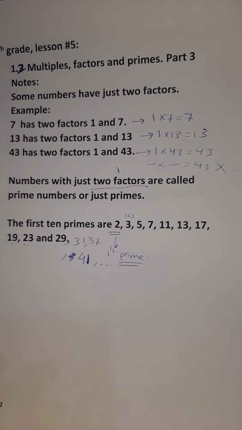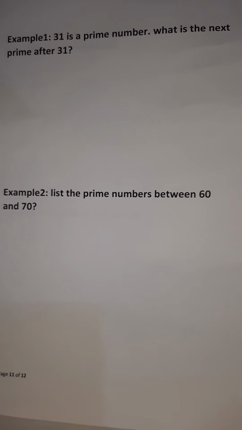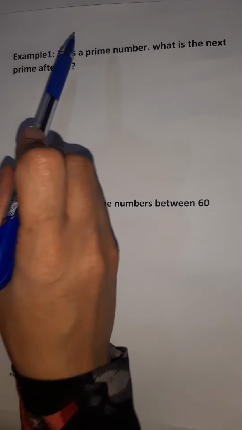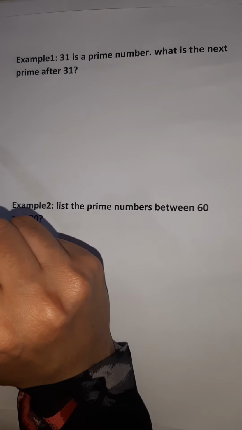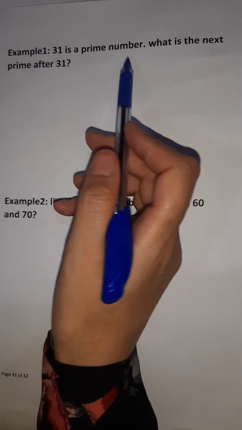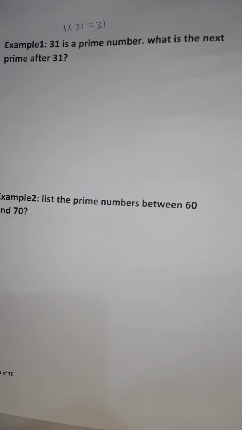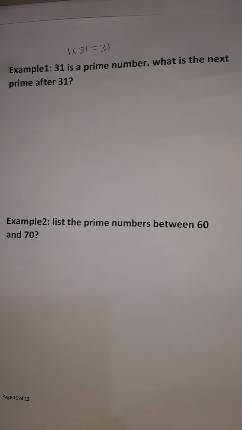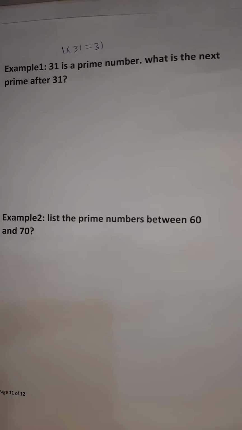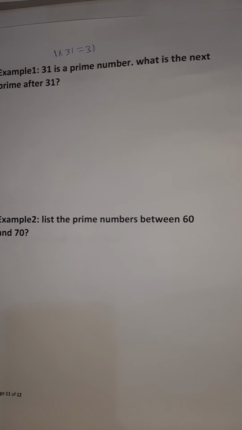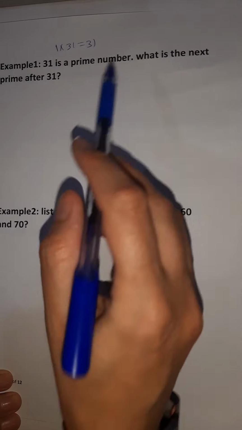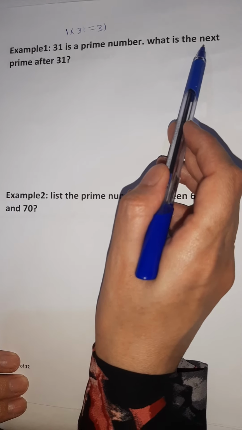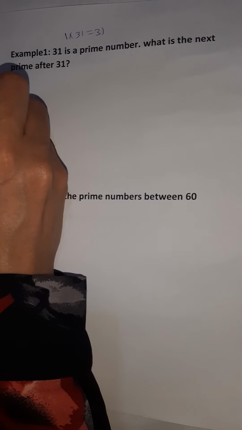let's take some examples about primes. Look, 31 is a prime number. Why is 31 a prime number? Since you can just write 31 as 1 times 31 equals 31. There are no two positive numbers that you can multiply by each other to give you 31. Now the question is, what is the next prime after 31? 31 is a prime.